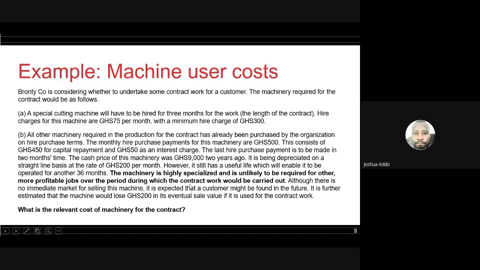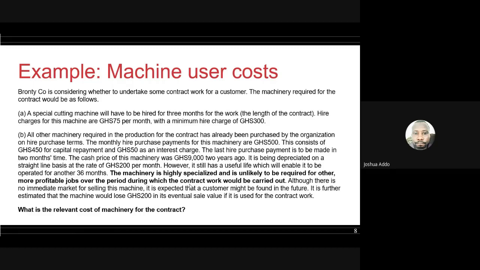Hire charges for this machine are 75 Ghana cedis for a month, with a minimum hire charge of 300. B. All other machinery required in the production for the contract has already been purchased by the organization on hire purchase terms. The monthly hire purchase payment for this machinery is 500 Ghana cedis. This consists of 450 Ghana cedis for capital repayment and 50 cedis as an interest charge. The last hire purchase payment is to be made in 2 months' time.